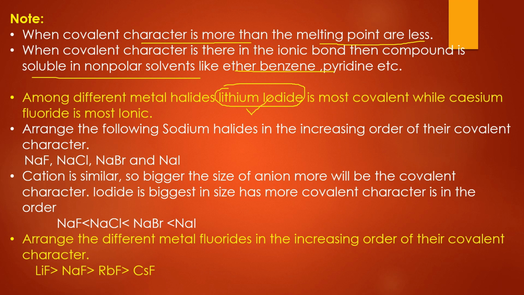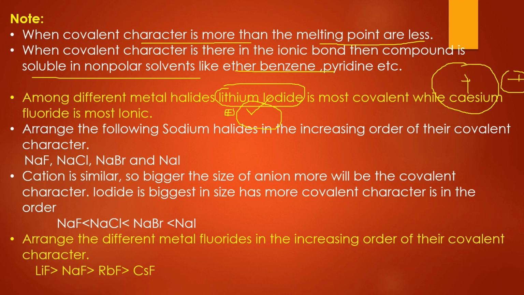Now what is the reason for this? Because in lithium the size of cation is least and iodine is the biggest sized halogen. Hence this lithium iodide is having most covalent character among all the metal halides of the first group, while cesium fluoride is most ionic. Why? Because cesium is a bigger cation, fluoride is the smallest anion, right? Hence in this case the ionic character is more, so there is very less covalent character here.